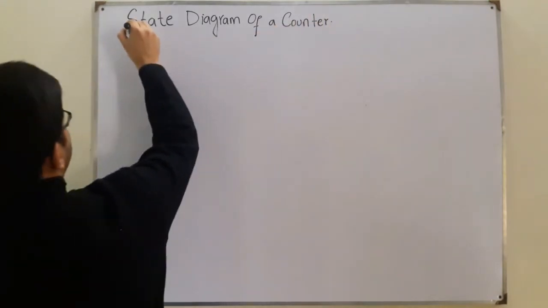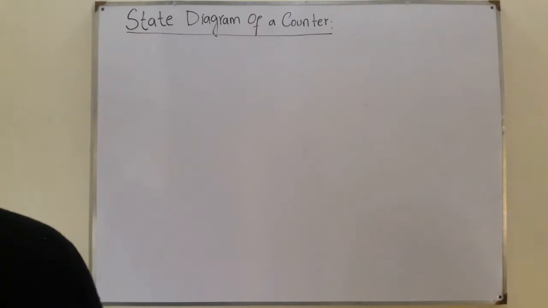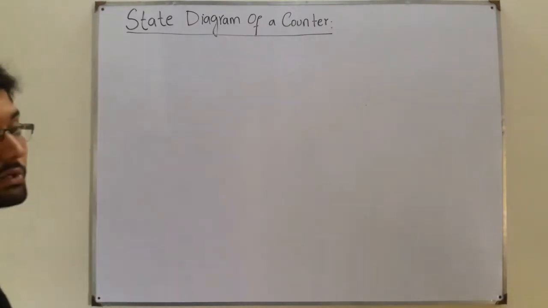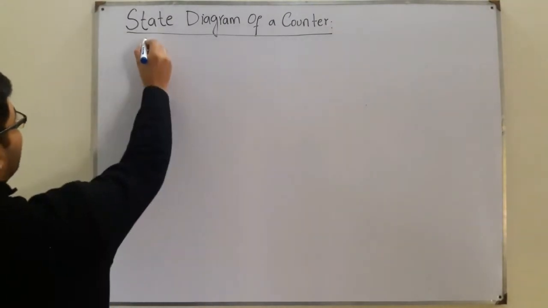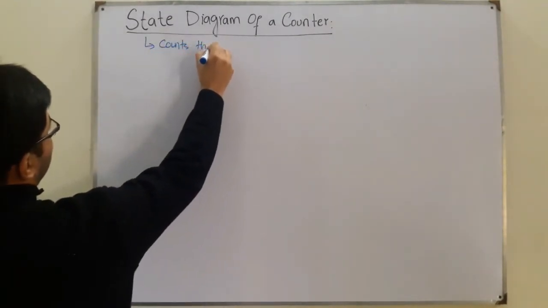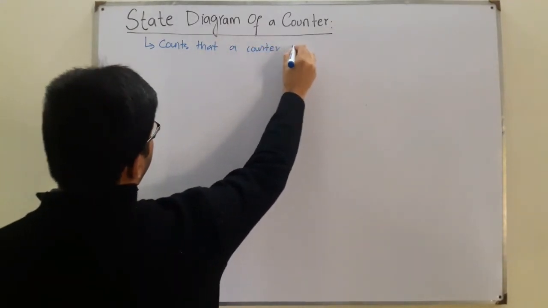All right. Now you know what a state is basically. The state is nothing but the number, the counts that a counter is making. All right, state is what? The counts that a counter is making.